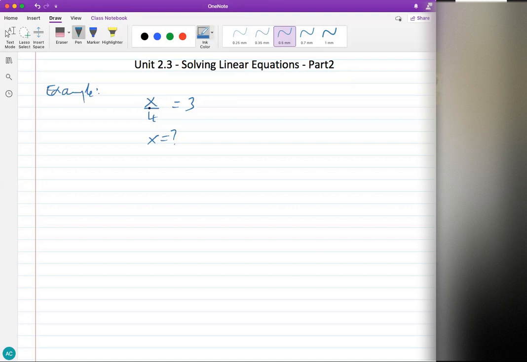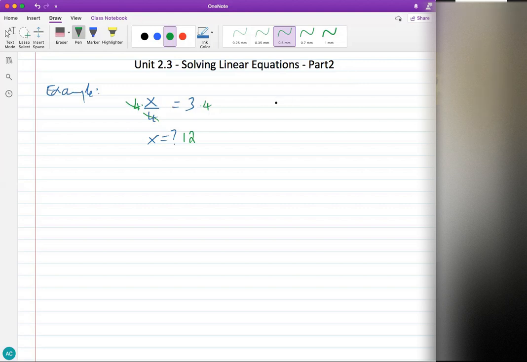Basically, the operation here is a division between x and 4. To cancel the 4, to isolate the x, we need to get rid of the 4. The opposite of division is multiplication, so we multiply both sides by 4. That way, 4 by 4 cancels out, you end up with x by itself, and multiplying these two we get 12. One step. This is what we call the multiplication property of equations, when you multiply both sides.